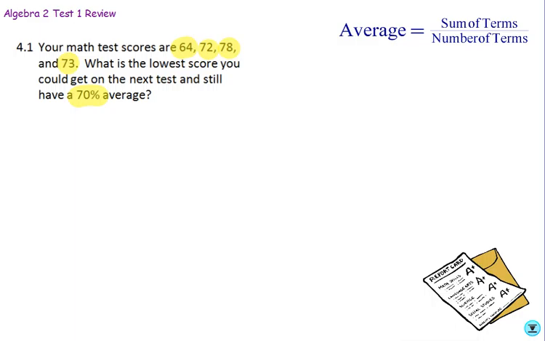So if you took the tests you have so far, 64 plus 72 plus 78 plus 73, and then what we don't know is what you got on this next test. Well, you haven't taken it yet. So, sure, I could put a question mark. Right, but in math we use variables to represent things when we don't know them. So instead of putting a question mark, we're going to put X.